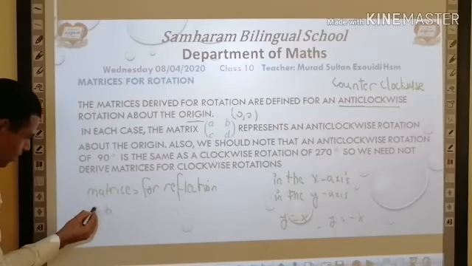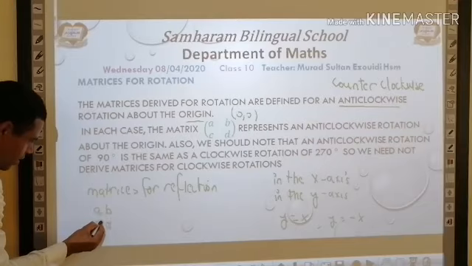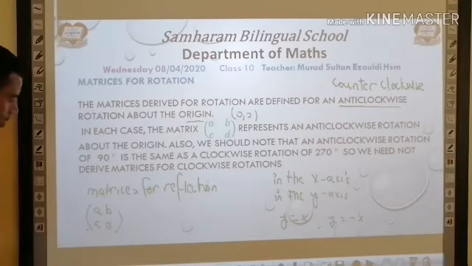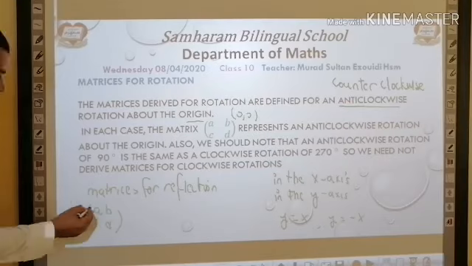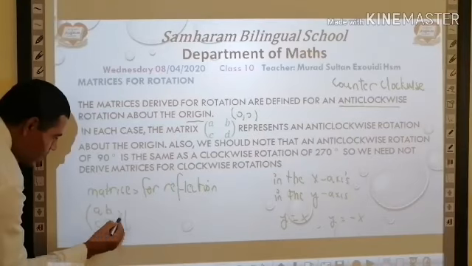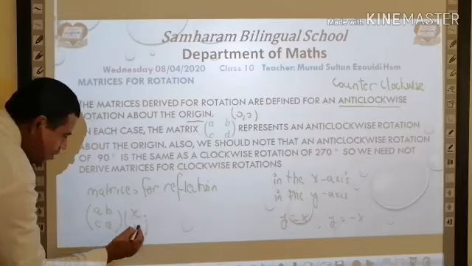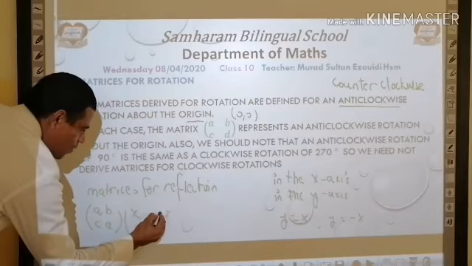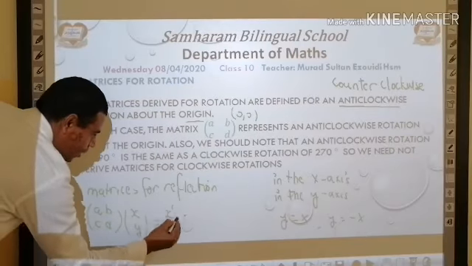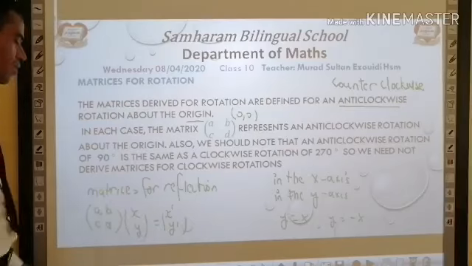This is a square matrix of order 2, or a matrix of order 2 by 2. Multiply by what? Multiply by the column vector of the point, which should be equal to the column vector of the image.